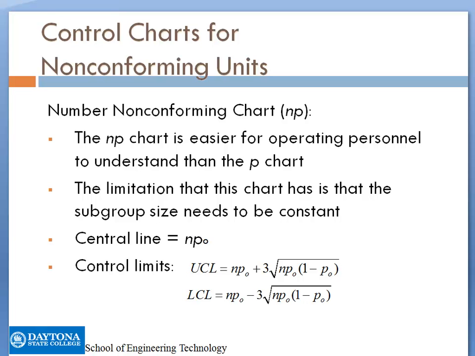And if the subgroup size is allowed to vary, the central line and control limits will vary, which presents a chart that is almost meaningless. So one of the limitations of the NP chart is that it requires the subgroup size to be constant.